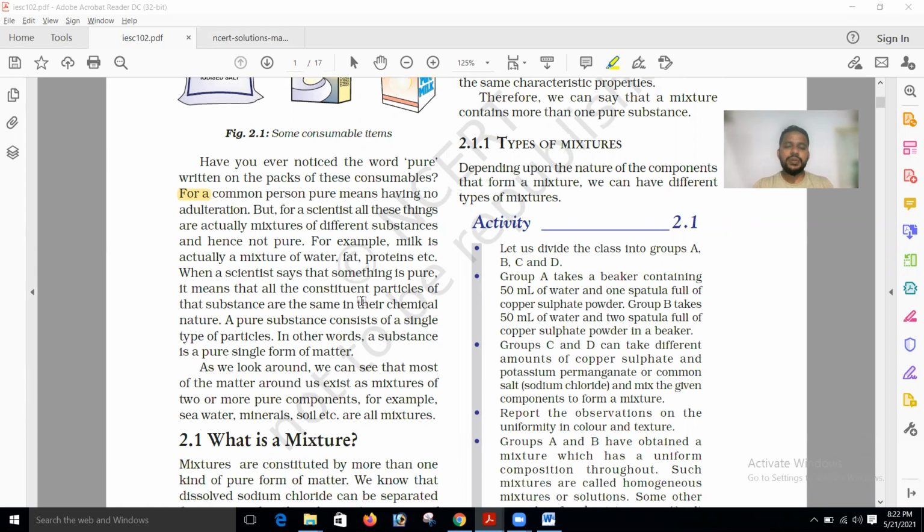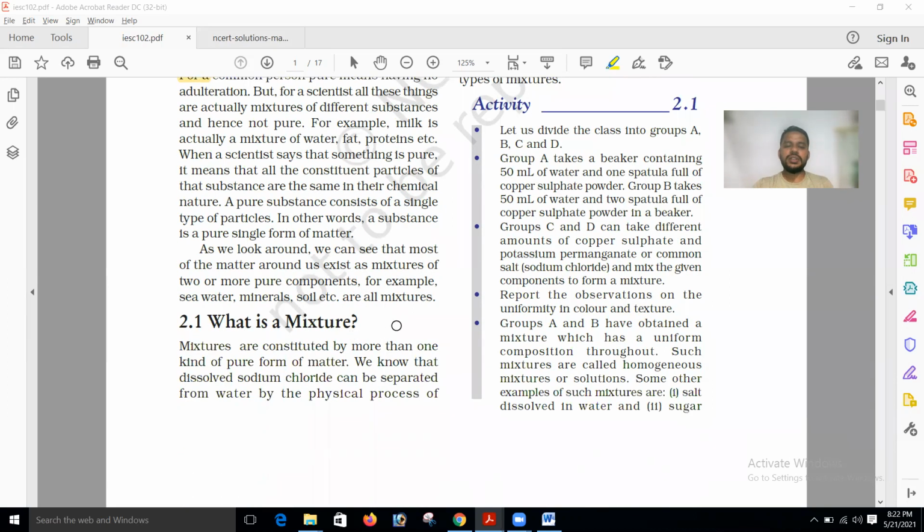So we can say that a pure substance consists of a single type of particles. That means if a substance is pure, only one kind of particles must be present in it. In other words, a substance is a pure single form of matter. Now we will see what a mixture is. Mixtures consist of more than one kind of pure form of matter, that is, more than one kind of pure form of matter will be present in that particular substance.